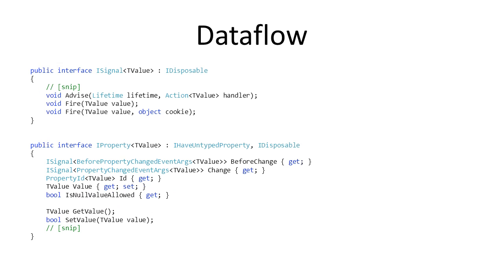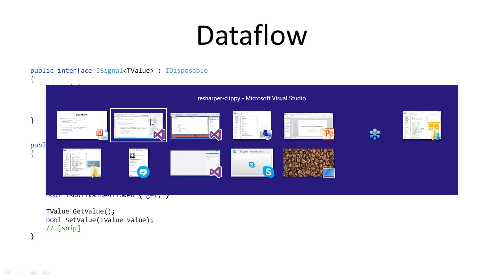So every time the event is raised, the handler is called and the value is passed straight through into that. Again, we're making use of lifetime. So it advises based on the lifetime, adds it to a list based on the lifetime. When the lifetime itself terminates, it gets removed and the subscription is cleaned up and it's all done. The overload with fire with a cookie is not important right now.